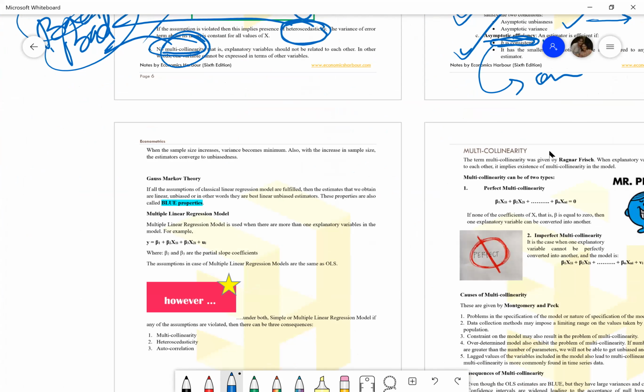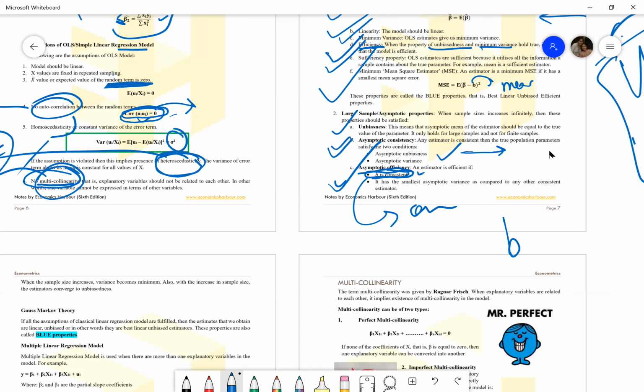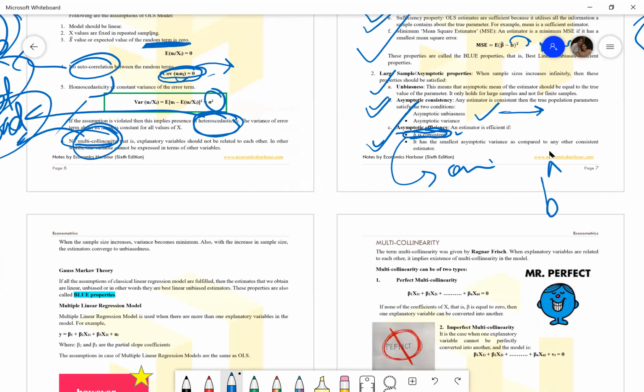One thing, we know that beta cap is actually from the sample. So expectation of beta cap means we are taking the mean of all those values, I mean beta 1 cap, beta 2 cap, like this.